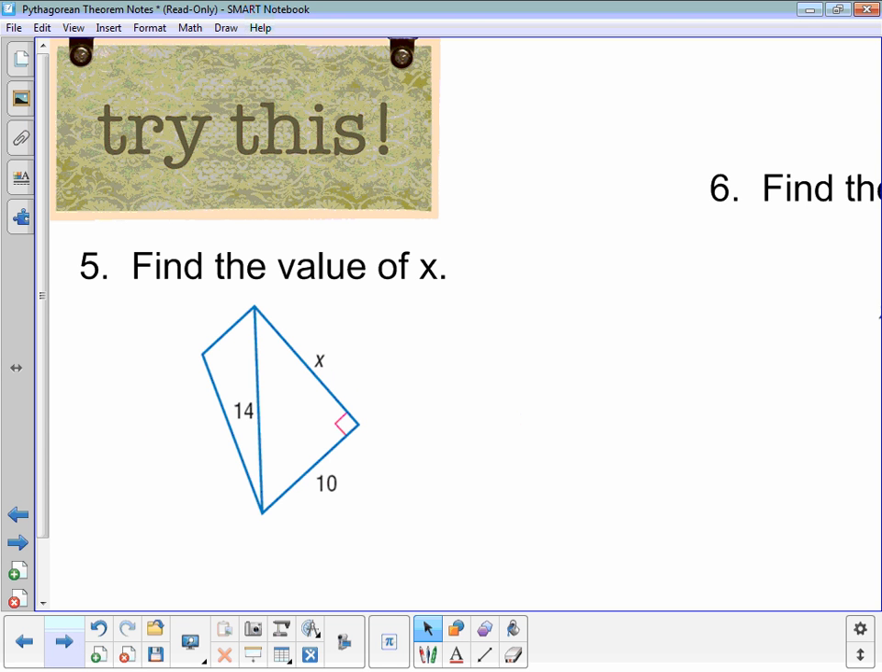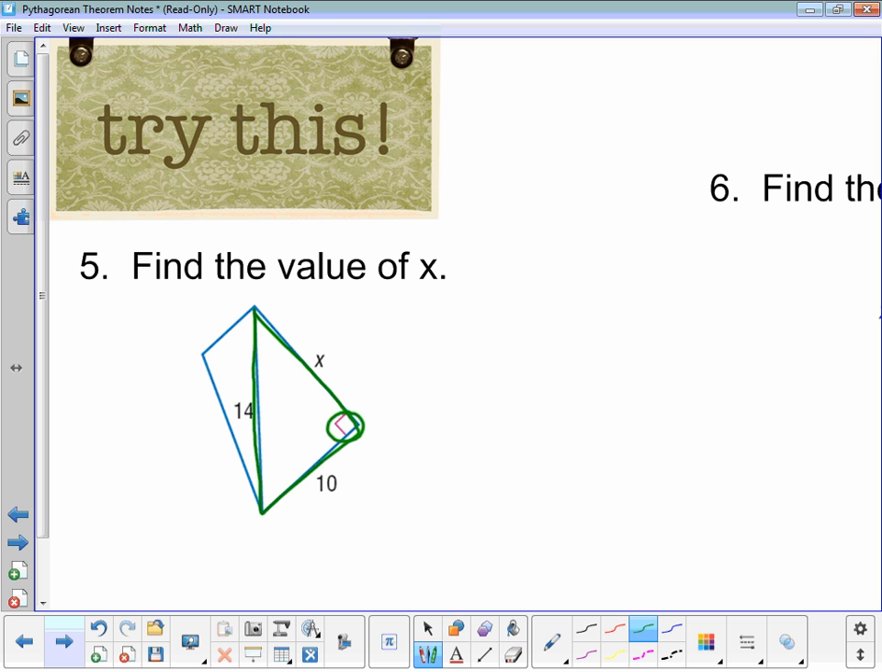In number 5, it says find the value of x. What I notice first of all is that I see my right angle. There it is. That means this is going to be a right triangle. So I have to take a look at the sides that I have. I have the hypotenuse, which is C. I have one of the sides, I can call it A, it doesn't matter if it's A or B, and I'm missing the other side. So I'm going to plug that into the Pythagorean theorem. I'm going to have 10 squared plus x squared, because that's my other side length, equaling C, which is 14 squared. And then I can go through and solve that for x.